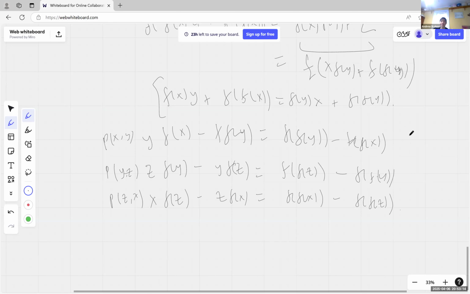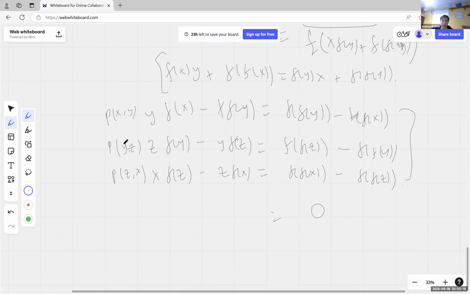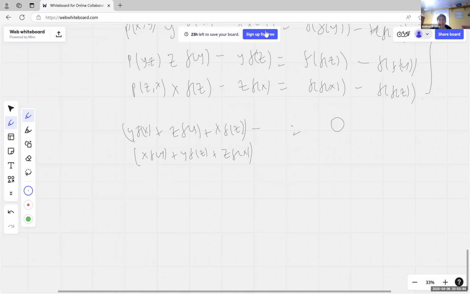Right. Now, if we sum up these three equations, on the left-hand side we get 0. And on the right-hand side, we get y f of x plus z f of y plus x f of z minus x f of y plus y f of z plus z f of x. And so, does anybody know why this gives us that f is always linear?